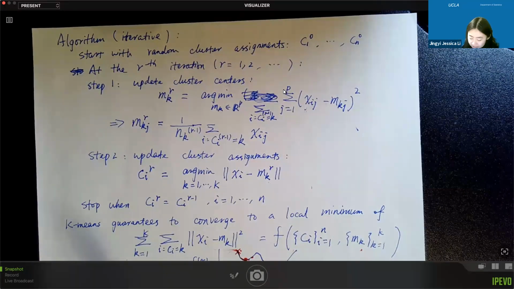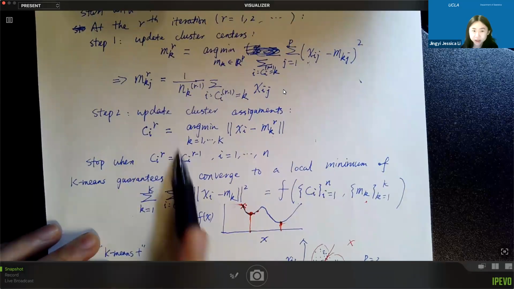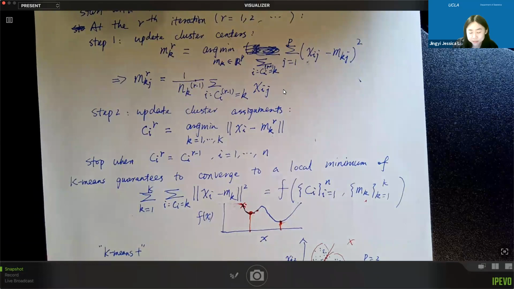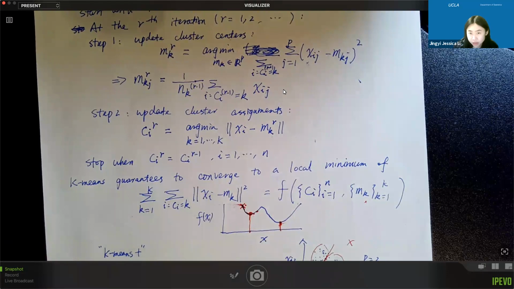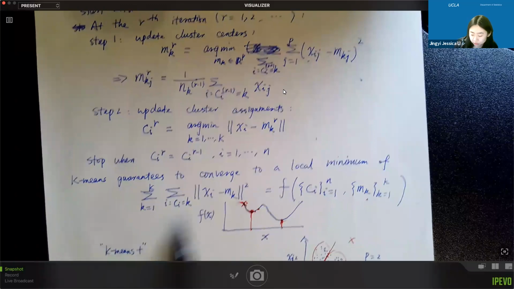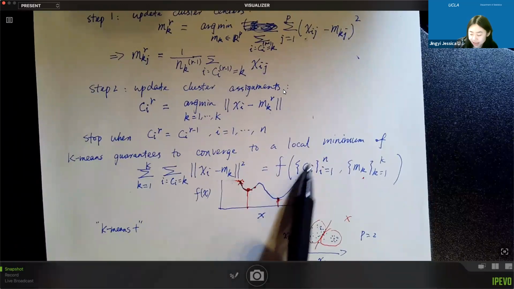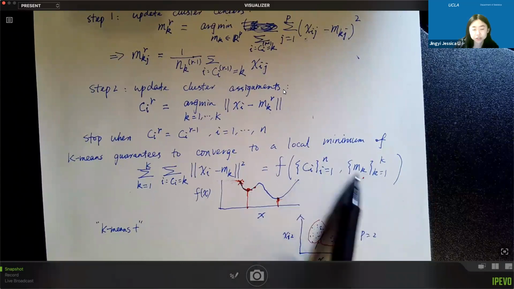Then the second step, given the cluster centers, we update the cluster assignments by reassigning every point to its closest center. It's possible that some points will stay in their original cluster, but other points may be moved to another cluster. We do this iteration until the cluster assignments no longer change. This algorithm is guaranteed to converge to a local minimum of its objective function, which is a function of the n assignments and the k centers.